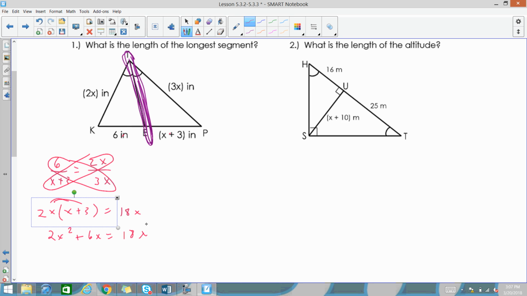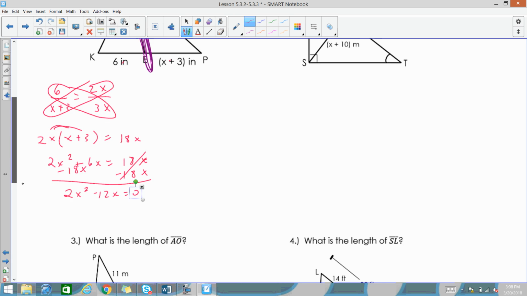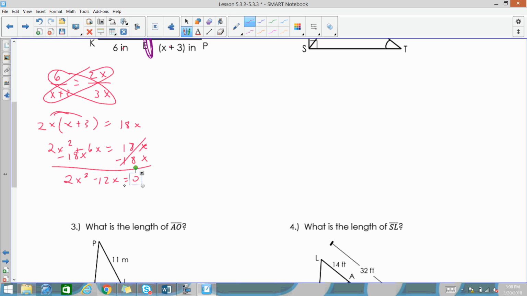Now, if you look at it, this is a quadratic, but it's a quadratic without a c value, which means we're still going to solve it the same way: get it equal to 0. So I'm going to subtract 18x on both sides, leaving me with 2x squared minus 12x equals 0. Because you don't have a constant here, this is one of those special ones. Because we don't have a constant, we're going to solve this by factoring out a GCF. I can factor out 2 from both 2x squared and negative 12x. I'm also going to be able to factor out an x, leaving me with x minus 6 equaling 0.